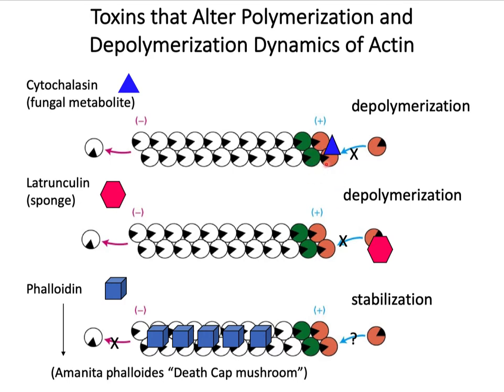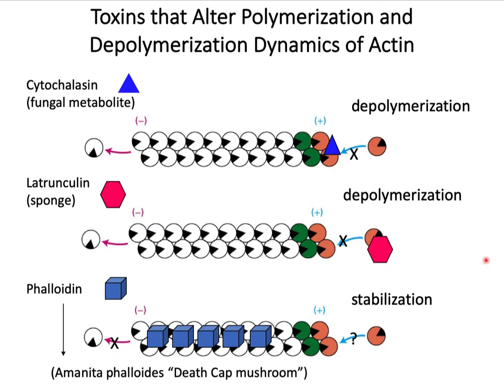So it blocks the plus end from growth. What is interesting is that you still have the loss from the minus end and you don't have any growth at the plus end. Eventually, all of these monomers will just come off and you get rapid depolymerization of actin.